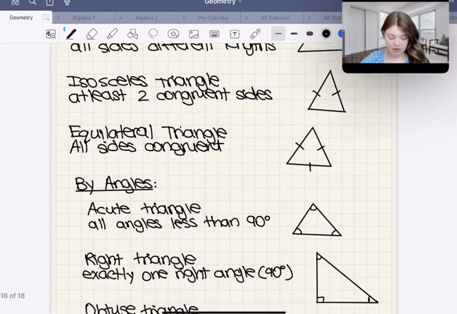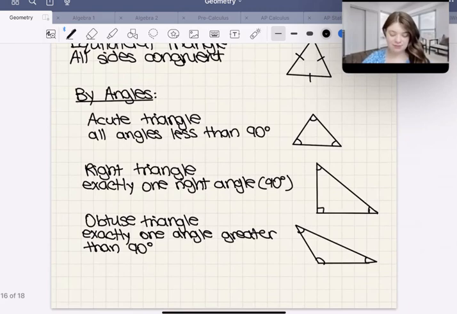We can also classify triangles by angles. An acute triangle is a triangle where all the angles are less than 90 degrees. They're all acute. A right triangle is a triangle that has exactly one right angle, so exactly one 90-degree angle, and both other angles are acute angles in this case. And then we have an obtuse triangle where exactly one angle is greater than 90 degrees. So, in other words, we have exactly one obtuse angle, and of course, our other angles are still acute.